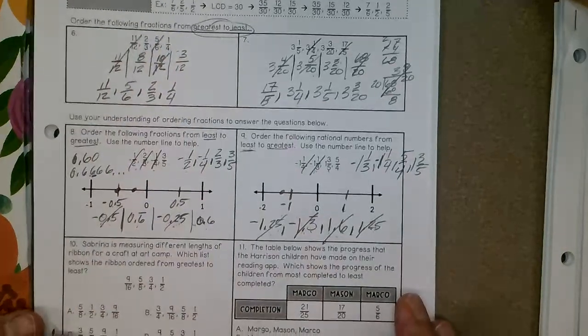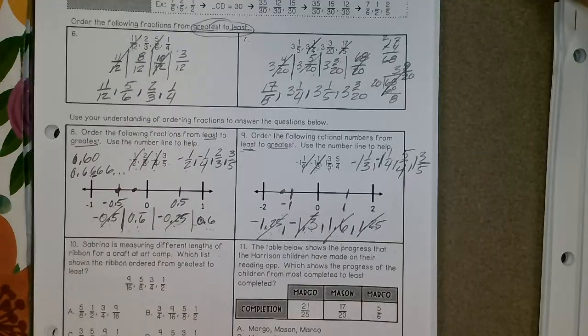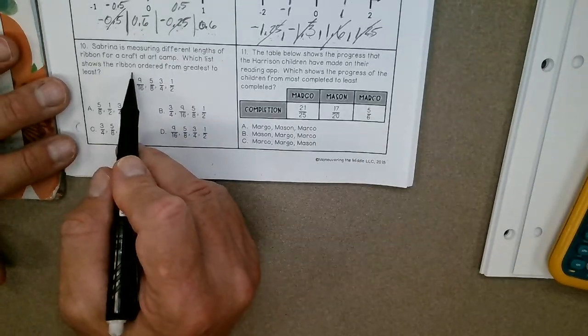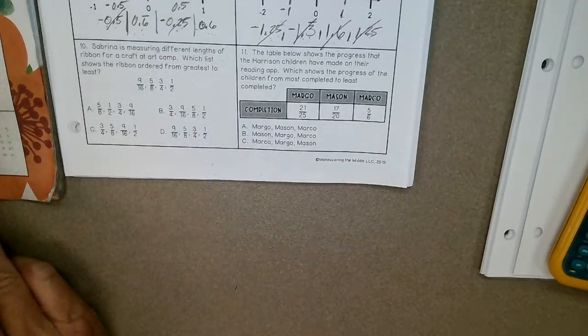All right, we're rolling on here. Okay, time's getting a little tight here. Let's go to number 10 and 11. Sabrina is measuring different lengths of ribbon for a craft at art camp. Which list shows the ribbons in order from greatest to least?